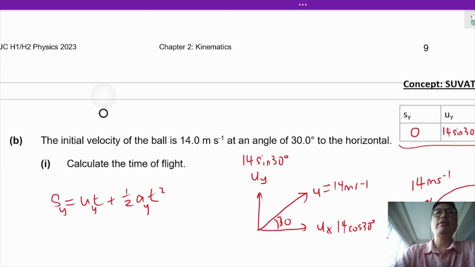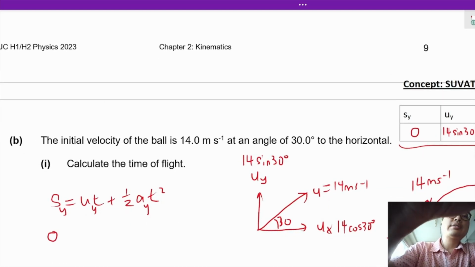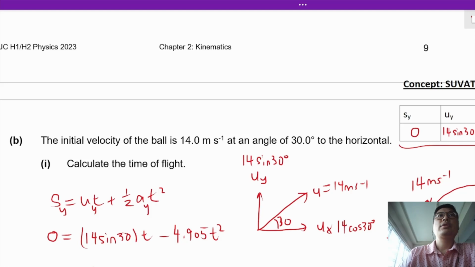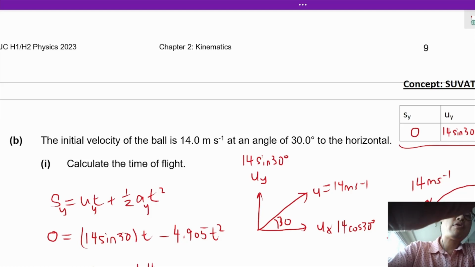So now we can fill in the values. s equals u t plus half a t squared. Half a is a very common value, so I'm going to put down minus 4.905 t squared. To solve this equation, we get t equals 0, or t equals 1.43 seconds. The 0 is rejected because we want the other value.